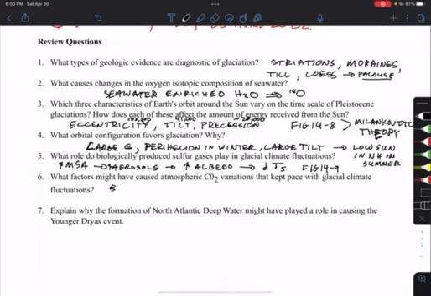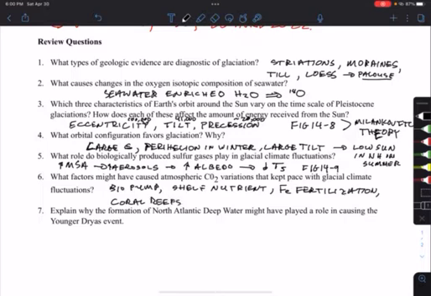So the biopump, the shelf nutrients, that hypothesis and the feedback associated with that. The iron, this is the chemical symbol for iron fertilization. The coral reef. Coral reefs might have had an effect. And the terrestrial biomass.